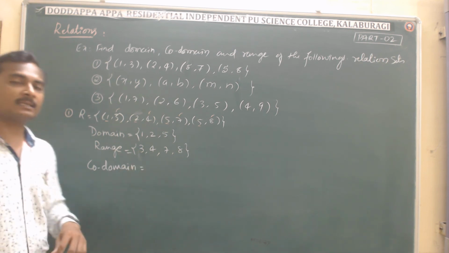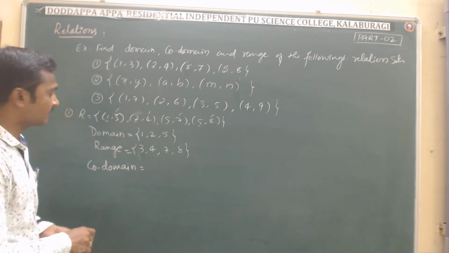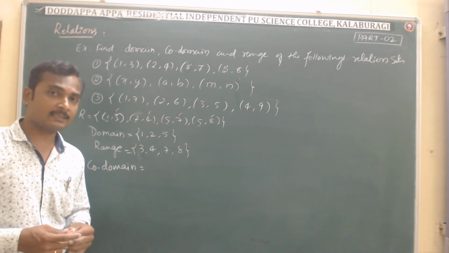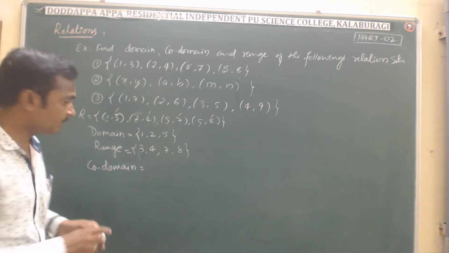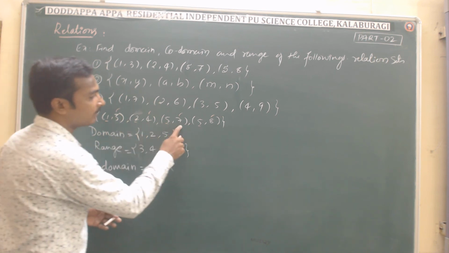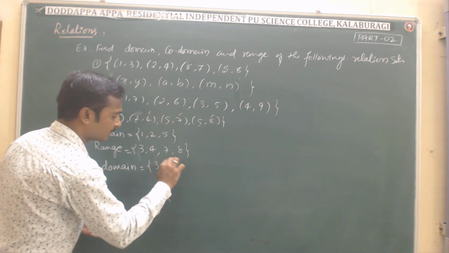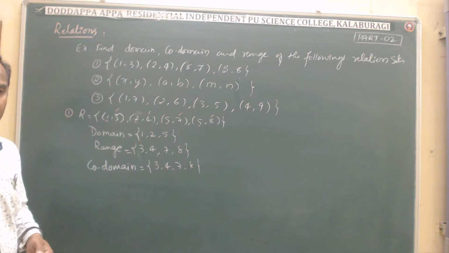Codomain contains the elements of the second set in the relation set. And what are the elements of the second set? Each second element of the ordered pair. It means again 3, 4, 7 and 8. Again 3, 4, 7 and 8 are nothing but the elements of the codomain. Okay.